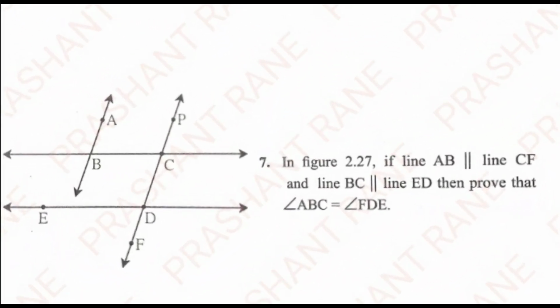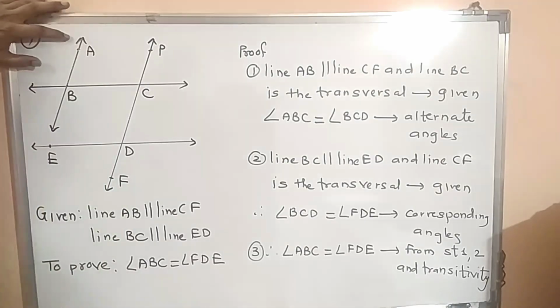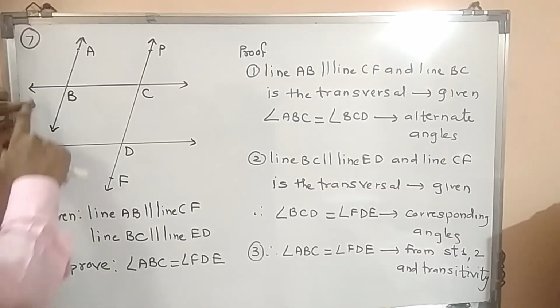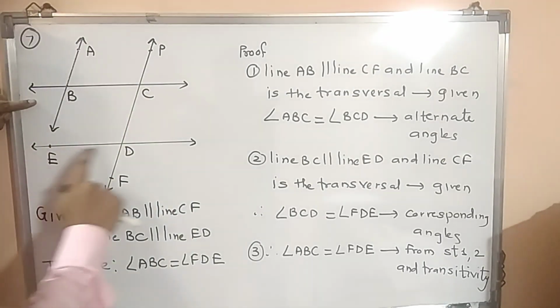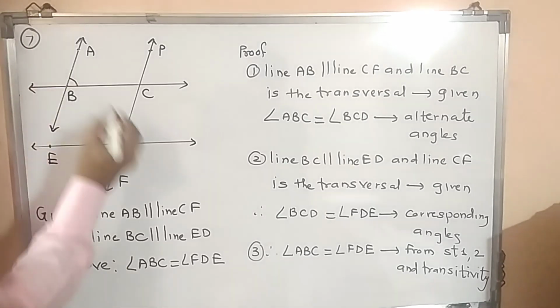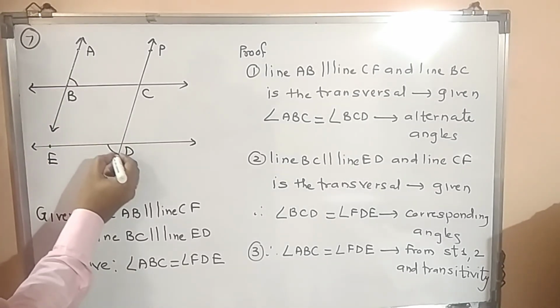Question number 7. In a figure, if line AB is parallel to line CF and line BC is parallel to line ED, then prove that angle ABC is equal to angle FDE. Line AB is parallel to line CF. Line BC is parallel to line ED. What you have to prove? Angle ABC, this angle, I have to prove congruent with this angle.